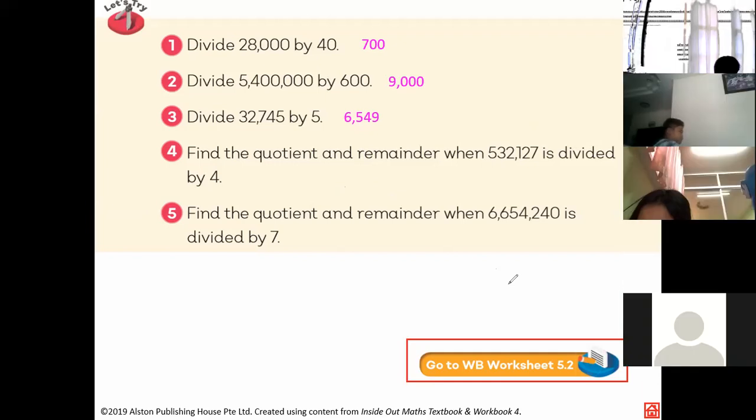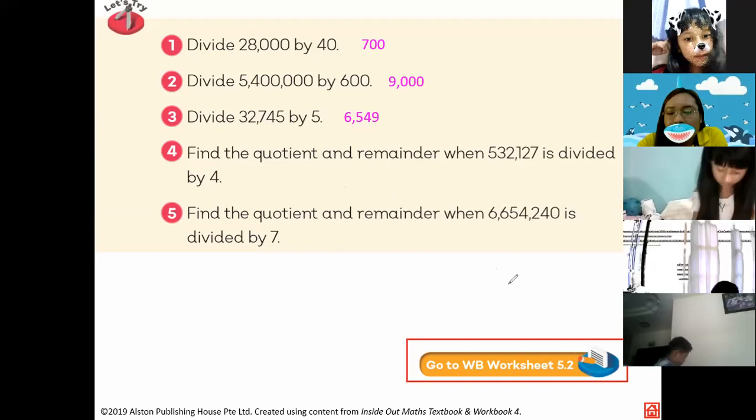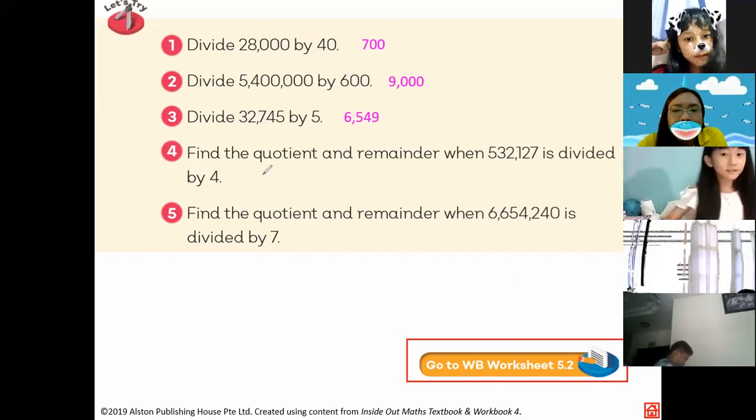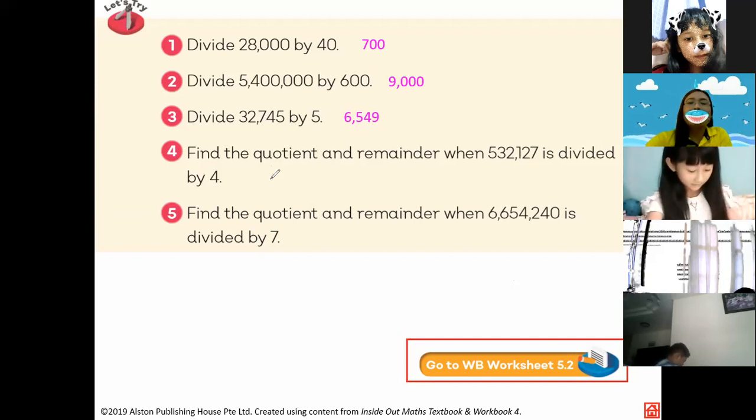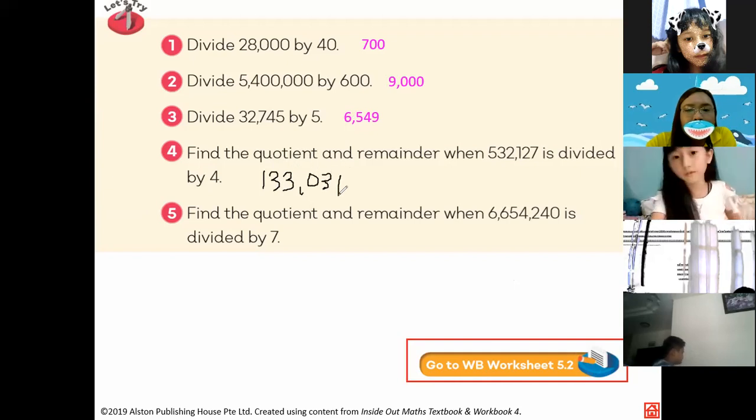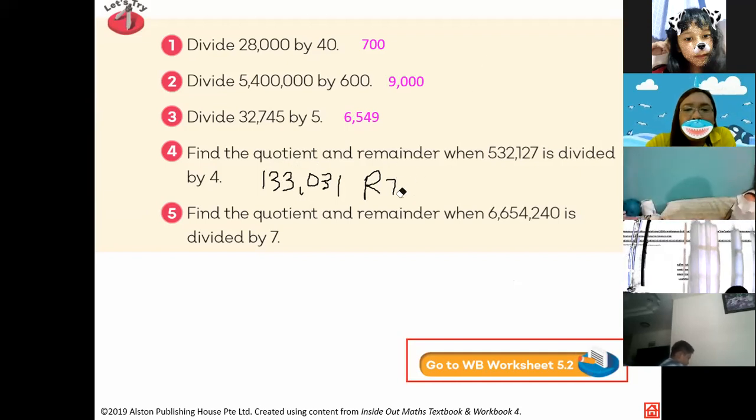What about Ter? Oh, Ter is gone. Okay, Alpha, do you have the final answer? 133,031, remainder 3.